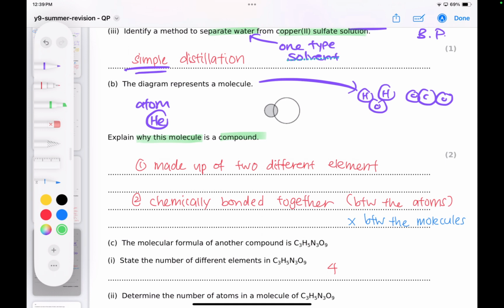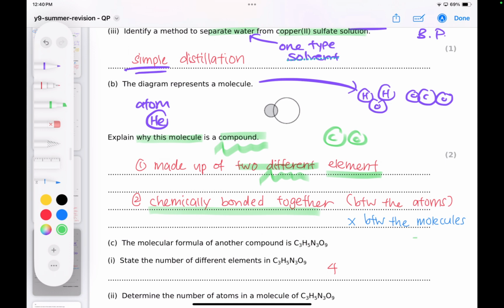So what is a compound in the first place? A compound must be made of 2 different elements. In this case, I can only think of carbon monoxide, CO, right? It's made of 2 different elements, and they are chemically bonded together. So just hitting these words alone, you will have the keywords and the key points to get our 2 marks.